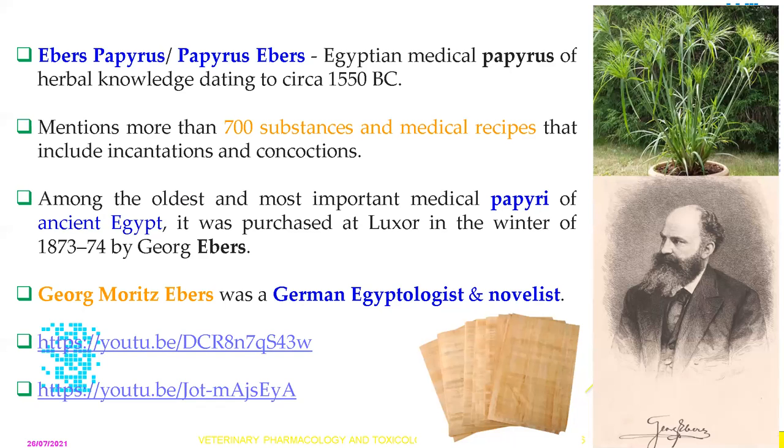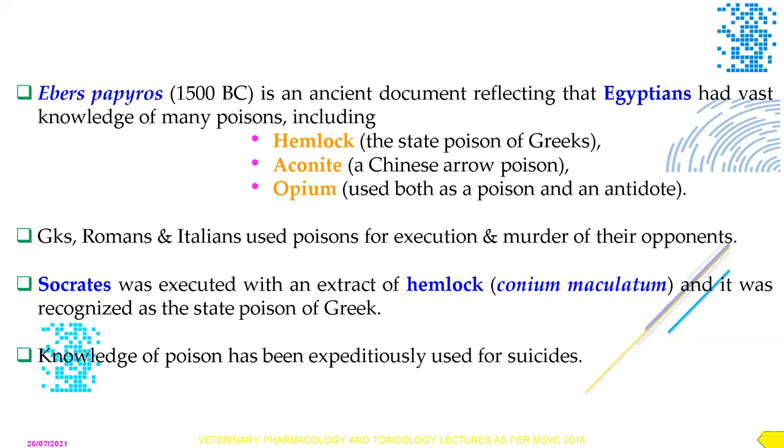And Georg Moritz Ebers was a German Egyptologist and a novelist, and he wrote all these documentations in a proper method, especially the knowledge of herbal medicaments, and also some poisoning notations were there. And here again, you can go through this particular video on YouTube, if your time permits. A very interesting story of how this person, Georg Ebers, wrote the document.